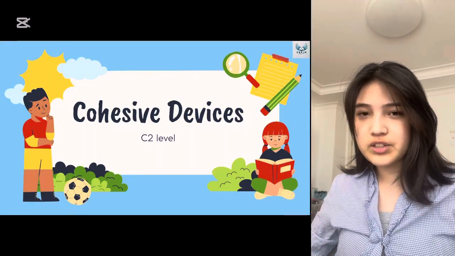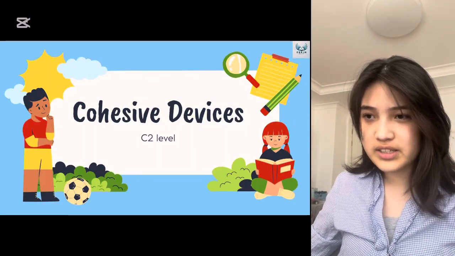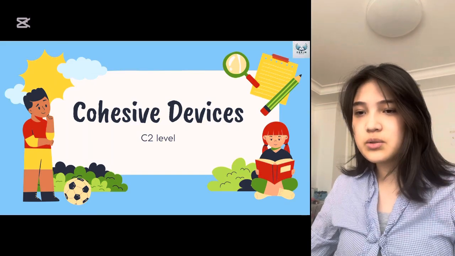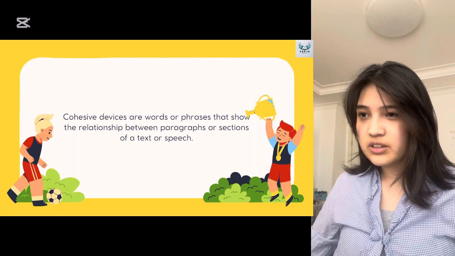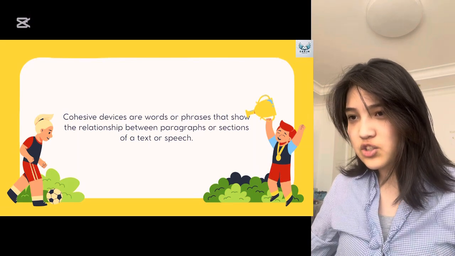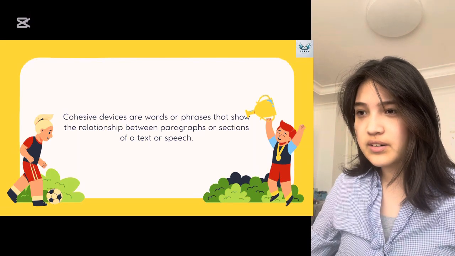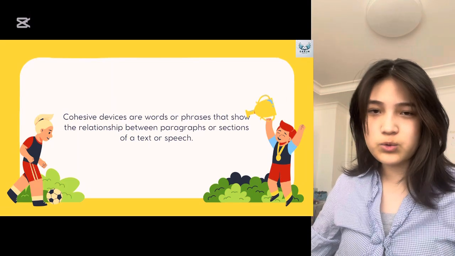Today we are going to be learning the topic of cohesive devices, and this is a part of the C2 level course. So first of all, what are cohesive devices? Cohesive devices are words or phrases that show the relationship between paragraphs or sections of text or a speech.